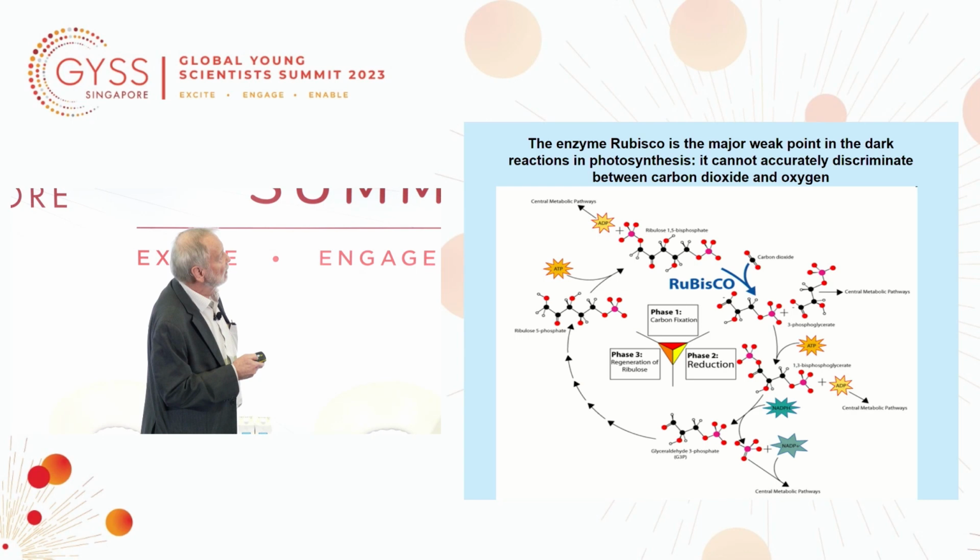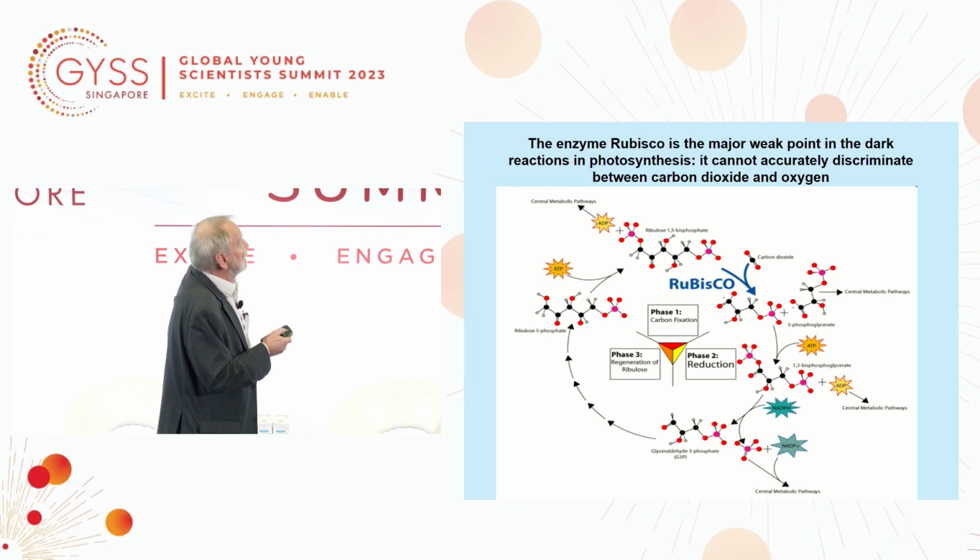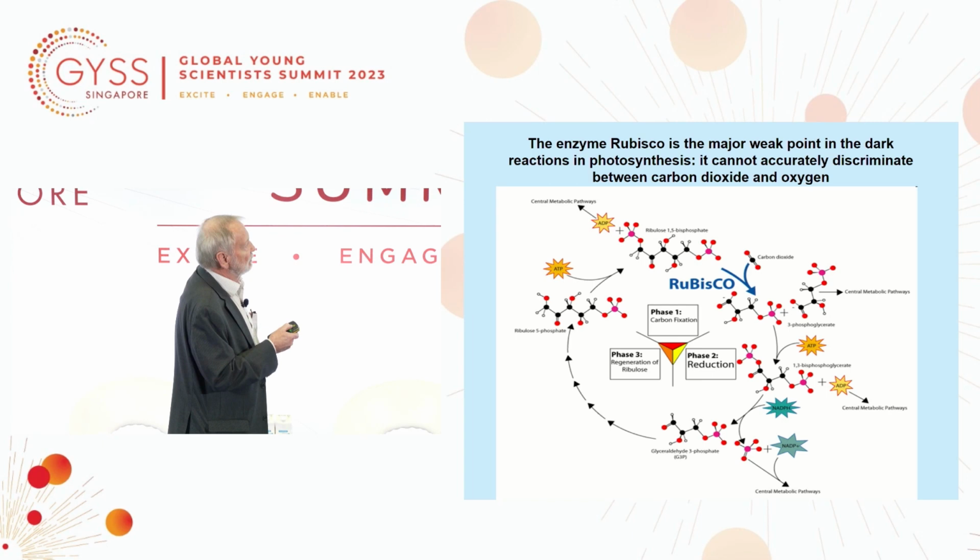But the major weak point is Rubisco, because it cannot accurately discriminate between carbon dioxide and oxygen. Rubisco incorporates carbon dioxide into ribulose 1,5-bisphosphate. Then you have the splitting, and then a number of reactions to regenerate the ribulose 1,5-bisphosphate. For this synthesis, you use the NADPH, the fixed hydrogen, and you use the ATP.